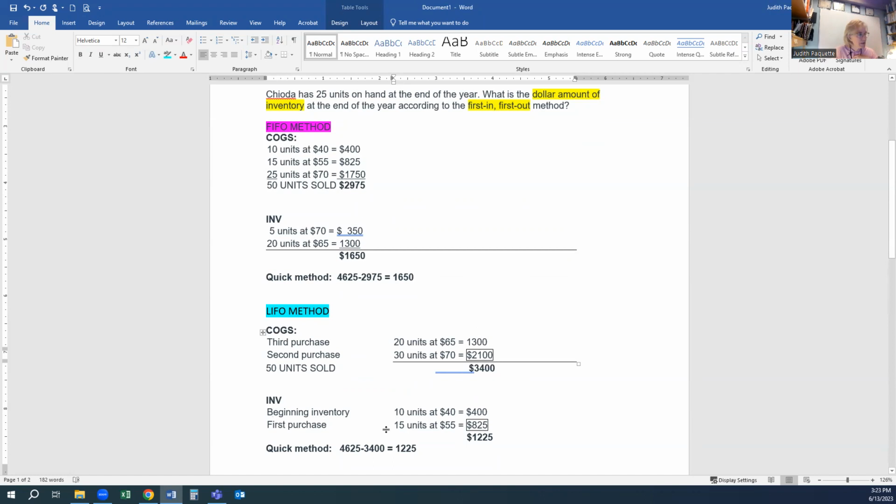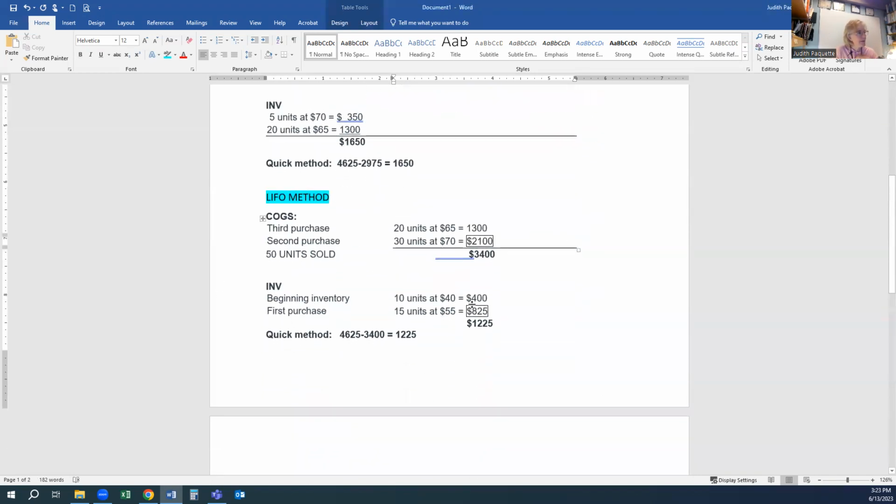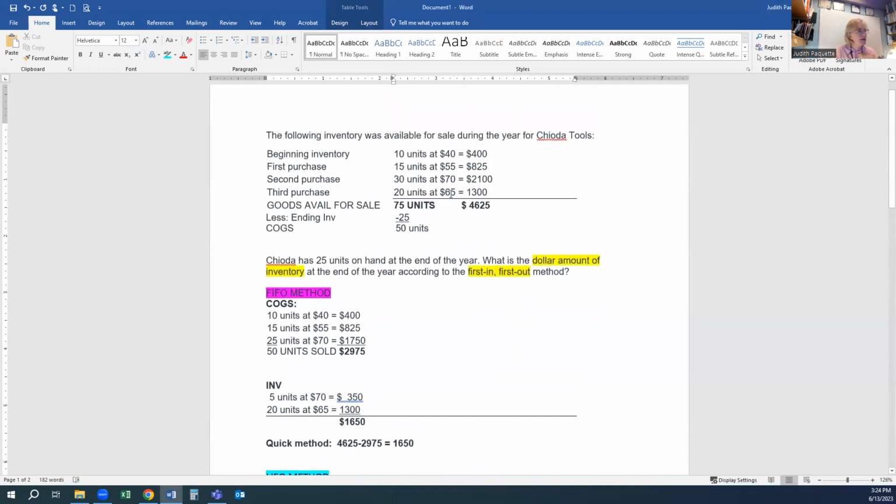Ending inventory, we have to add up to 25, and it's whatever's left over. We've already used up the third purchase and the second purchase. Those cost layers are gone forever. That leaves us with the first purchase and the beginning inventory. So we add those together and we get 1,225. And as a last check after you've done this, add the cost of goods sold and the cost of ending inventory, and they should add up to the cost of goods available for sale.